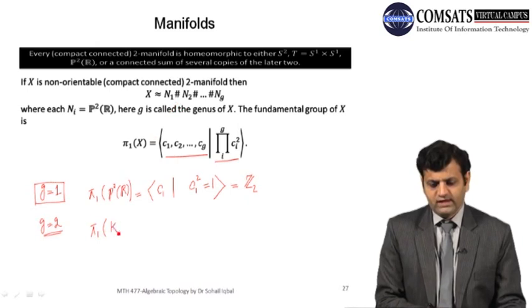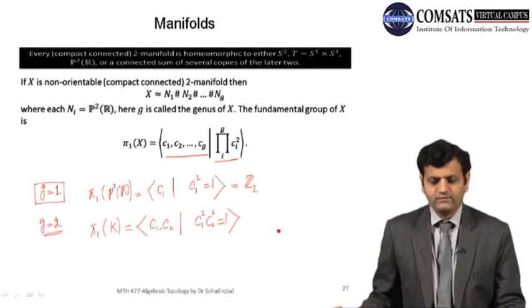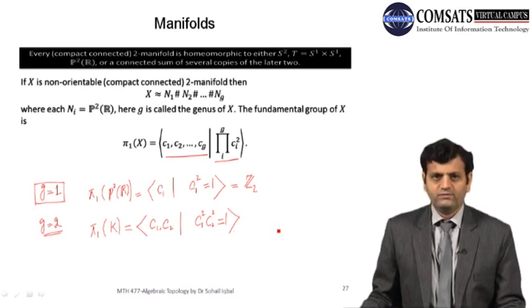Okay, so let's call it K. It's the connected sum of two copies of the projective plane. So we need two generators, c1 and c2, such that c1 squared and c2 squared are equal to 1. So this is the finite presentation of the fundamental group of the Klein bottle. And similarly, we can go on and construct other fundamental groups of non-orientable compact connected 2-manifolds.